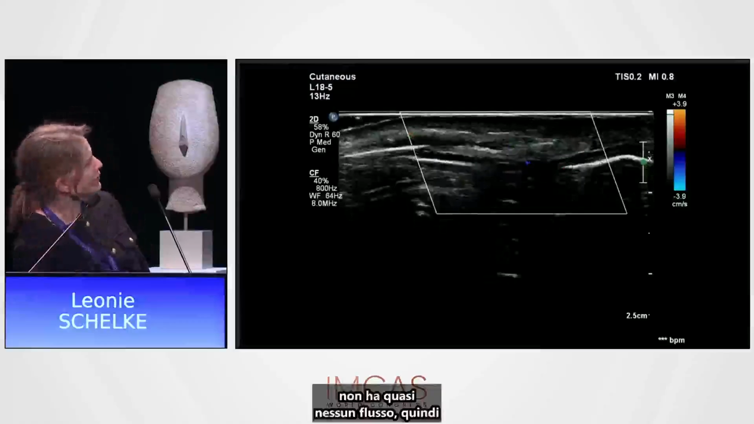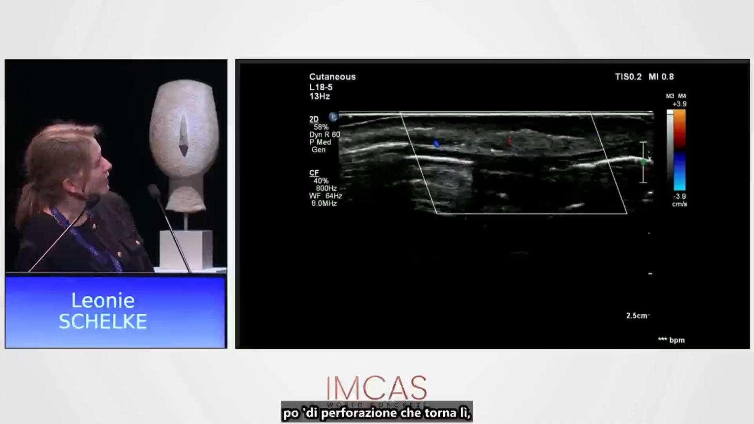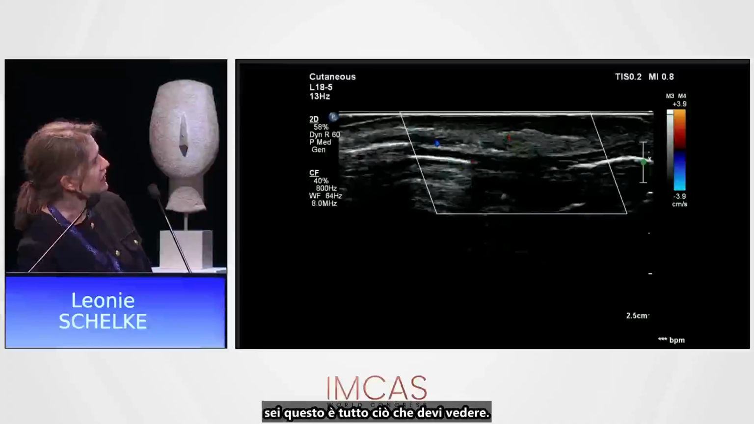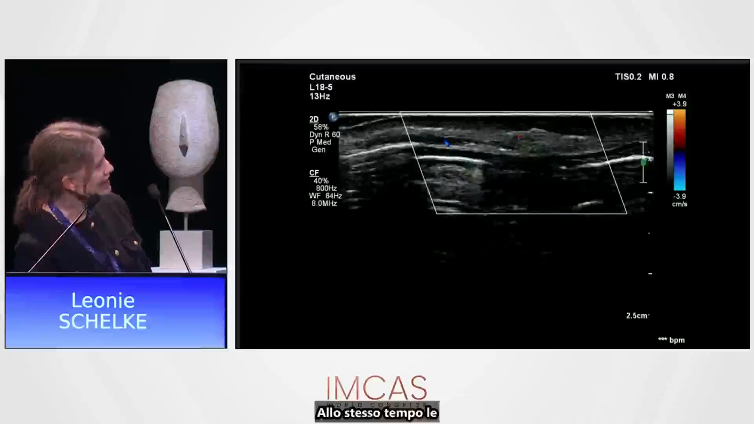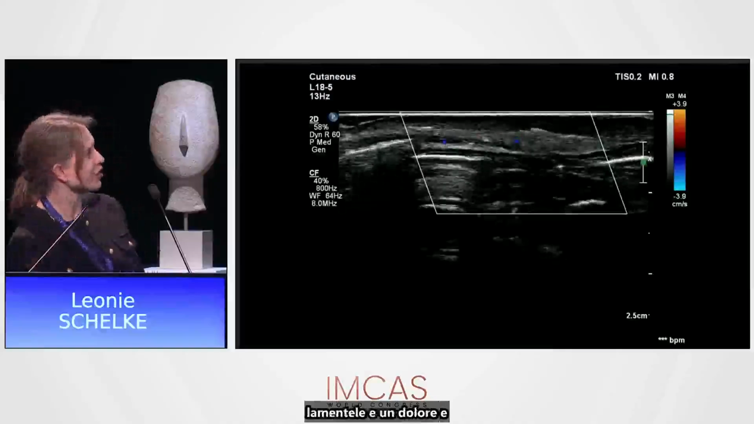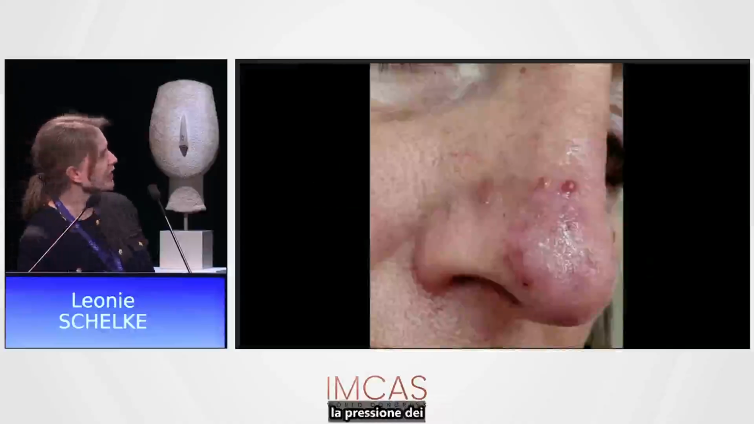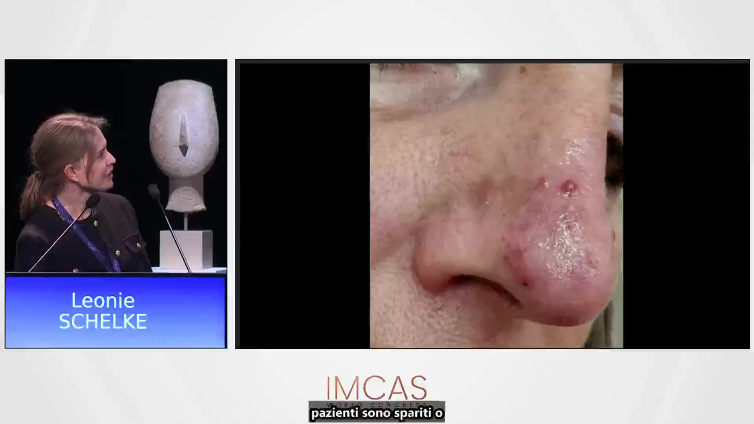So this is what you see. You see a little bit of perforators coming back. There you are. This is all you need to see. At the same time, the complaints and the pain and the pressure of the patients are gone or they're halfway. And now if we see this patient back after 3 days, this is how she looks.